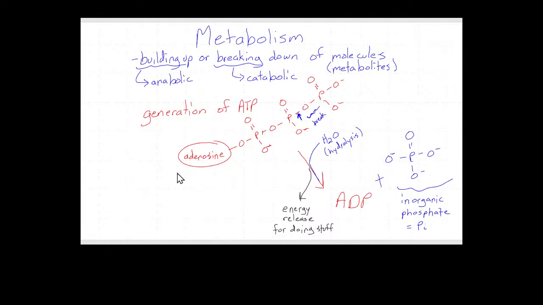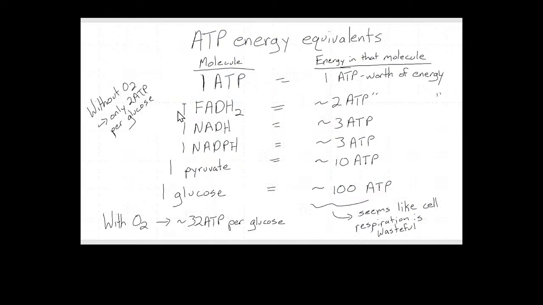So here's just a nice little drawing of how you break the third phosphate off and you get some energy out of it. Occasionally you break 2 phosphates off instead of just 1. In that case it would be called a pyrophosphate, but you don't really need to know that. Okay, so how much energy is in ATP? Let's say we have one molecule of ATP, and we're going to set that equal to 1 ATP worth of energy. And we're going to want to know how many ATP worth of energy we're going to have in different molecules that we're going to see.